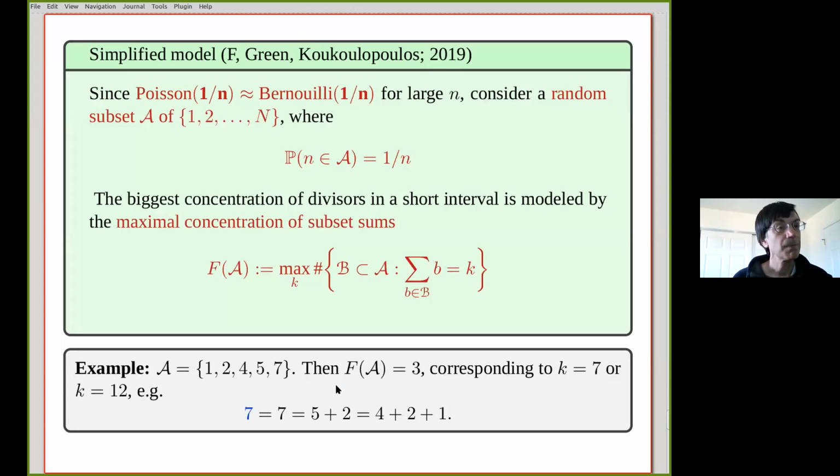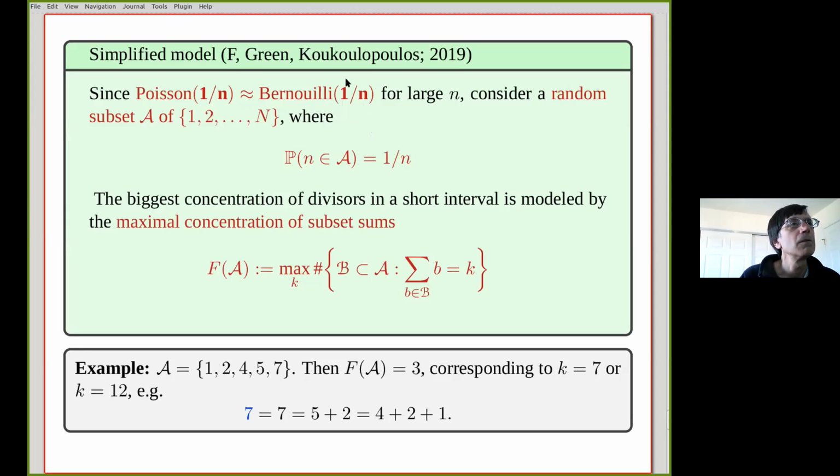So now, one of the main ideas in this paper with Green and Koukoulopoulos is to use this Poisson model that I talked about on earlier slides. And moreover, we're going to simplify the model with another level of simplification, using the fact that a Poisson random variable with a very tiny parameter is essentially a Bernoulli random variable with the same parameter. A Bernoulli random variable takes only the values 0 and 1. So the probability that the Poisson variable takes a value 2 or larger is something like 1 over n squared, and since the sum of those converges, this is going to be a very good approximation.